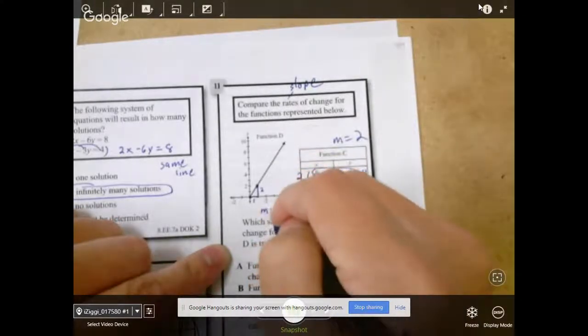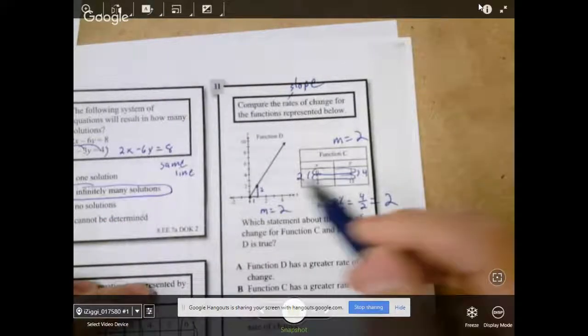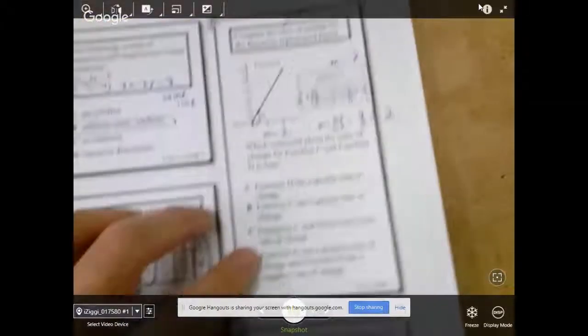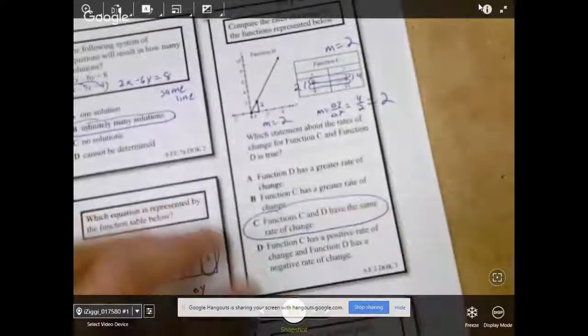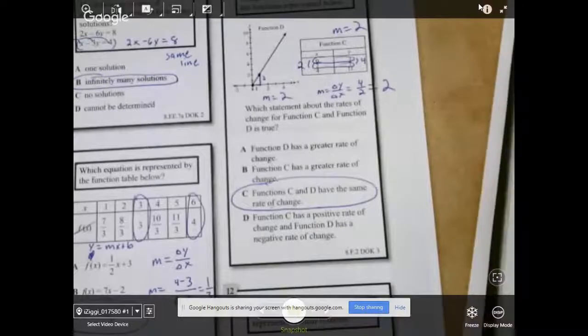All right, so it looks like they have the exact same rate. Okay, so option C for that one. I just want to check. Okay, so number 12, which set of ordered pairs represents a linear function?